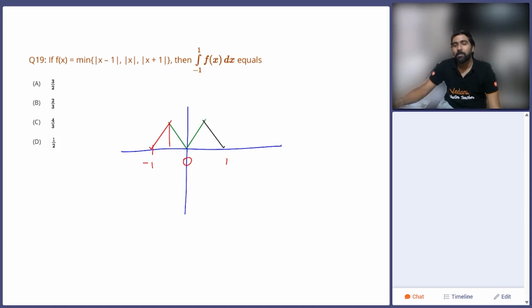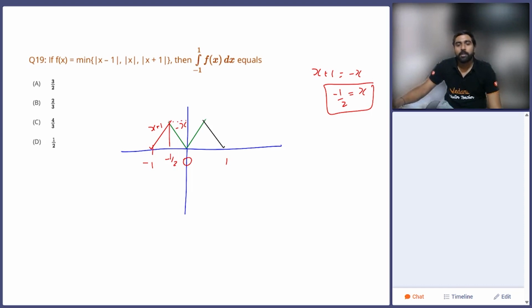What was this graph? This was the mod x graph. So this is minus x over here. And then what did I have over here? This was the mod of x plus 1 graph, wherein for x greater than minus 1, it's positive. So this will be simply x plus 1. So if I solve these two together, what will I get? x plus 1 is equal to minus x. That gives you x equals minus 1 by 2. So this is minus 1 by 2.